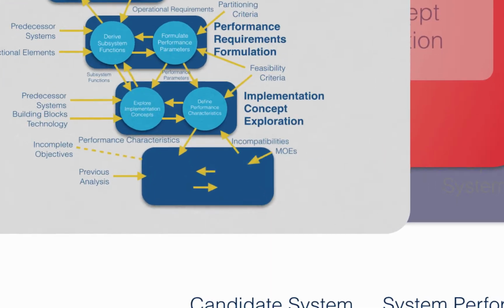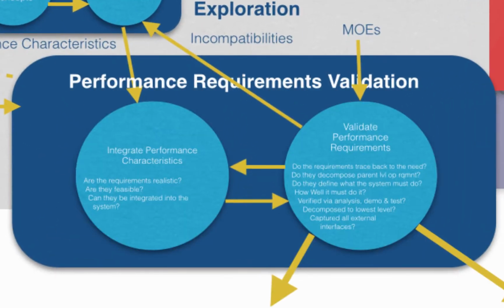Now we need to consider performance requirements validation, the last step in the systems engineering process during concept exploration. Here we need to validate our performance requirements we've derived and developed from our operational requirements and convert them into our requirements analysis report. The 3 questions that must be asked for validation for each of these requirements is, do they define what the system must do and how well it must do it?